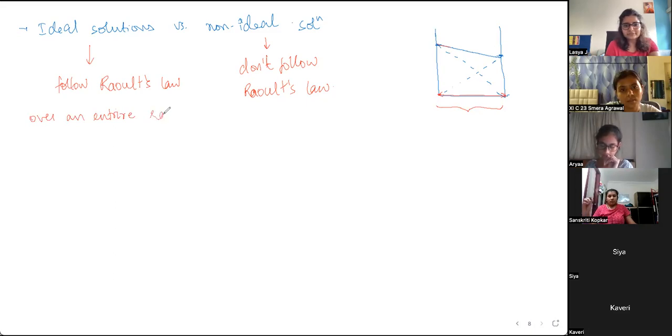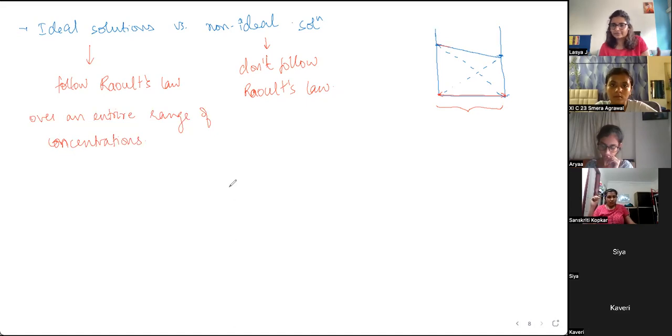range of concentrations. It shouldn't be that only at lower concentrations, where extremely dilute solutions follow Raoult's law, but at other times it's not following it. It shouldn't be like that. So over the entire range of concentrations, ideal solutions are those solutions that follow Raoult's law over an entire range of concentrations.